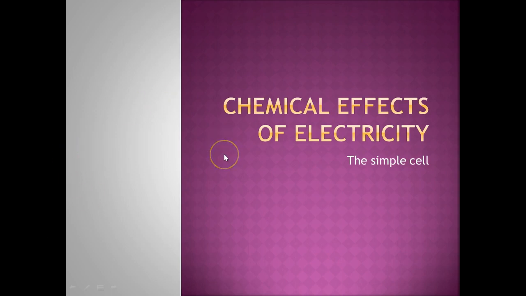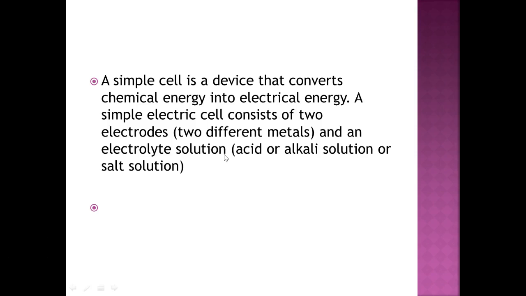Now, what is a simple cell? A simple cell is basically a device that converts chemical energy into electrical energy. In its construction, it consists of two different metals, that's the electrodes, and an electrolyte solution, as an acid or an alkali, for example dilute sulfuric acid, or a salt solution.